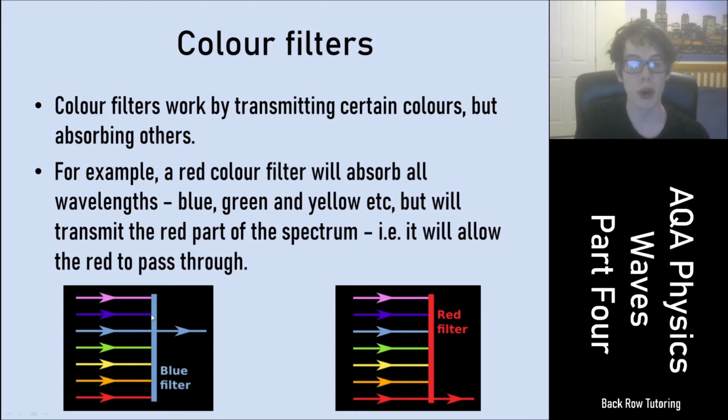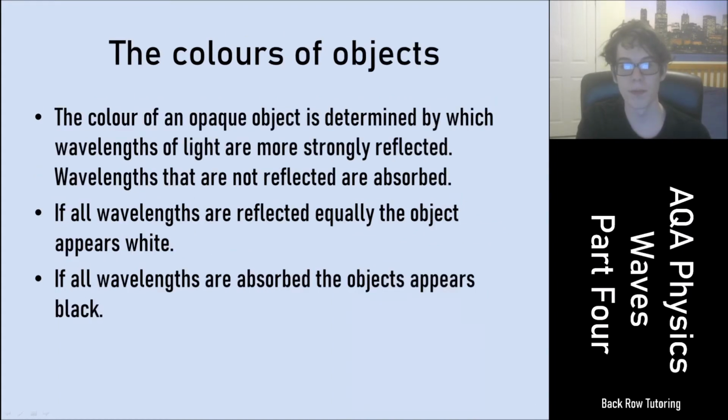So here we've got a blue filter. All of the other parts of the spectrum are absorbed, but the blue part of the light is allowed to go through. Here we've got a red filter, so you can see that all of the colours here are being absorbed apart from red, which is allowed to pass through.